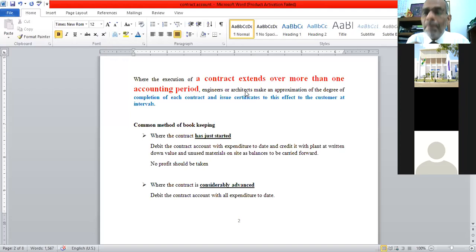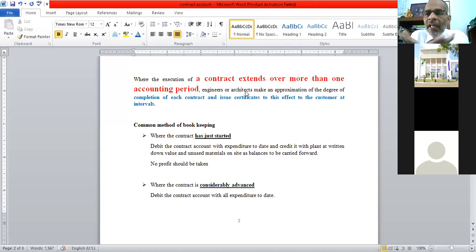What is the percentage completed? Our 50 million rupees worth of contract will be completed after 3 years, 2025. At that time you can compare, but this year you cannot compare with that 50 million. Engineers came and gave your certificate, okay, this is 15 million worth. You can find out profit or loss on the work done.